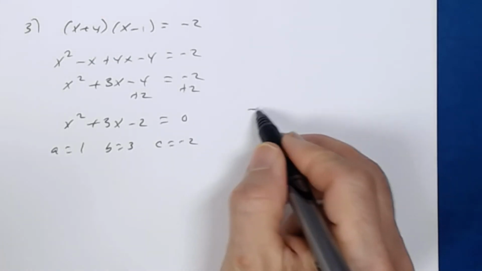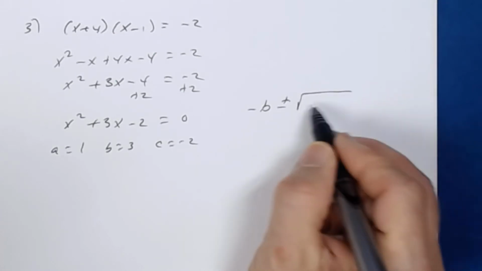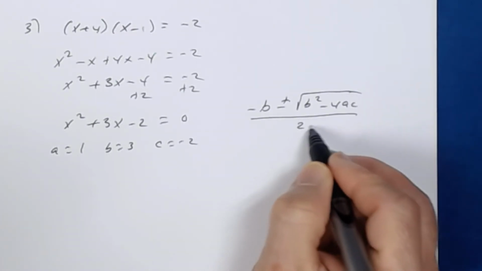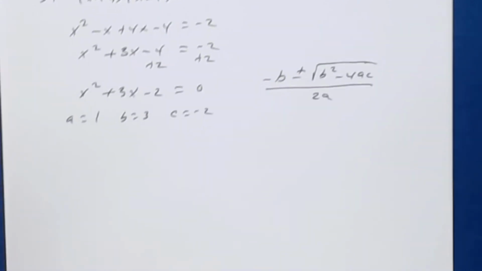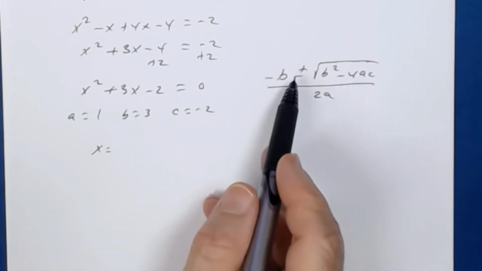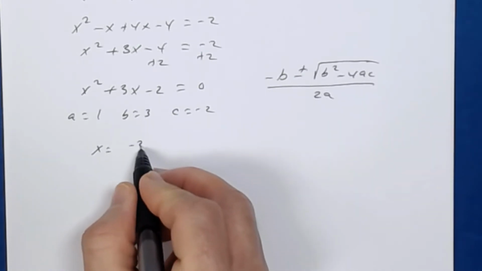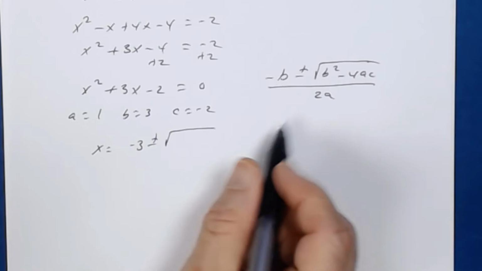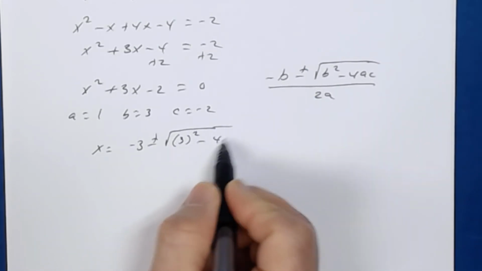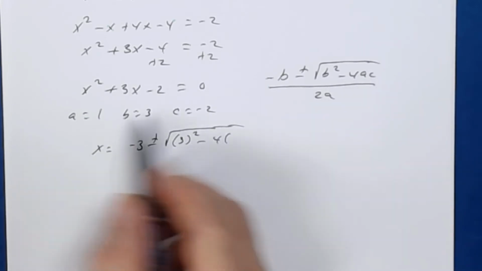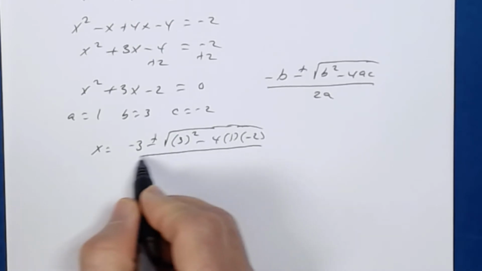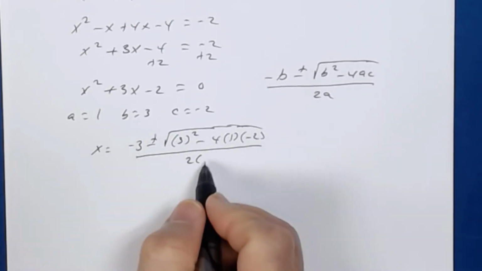And remember, your formula is the opposite of B, plus or minus the square root of B squared minus 4AC, all divided by 2A. So then I get x equal the opposite of B. Well, B is 3. The opposite of 3 is a negative 3, right? Plus or minus the square root of B, put that in parentheses, 3 squared, minus 4 in parentheses, put all those in parentheses, 1, times C, which is negative 2, all divided by 2 times A, which is 1.